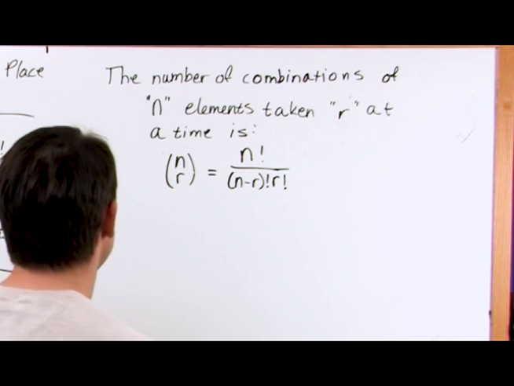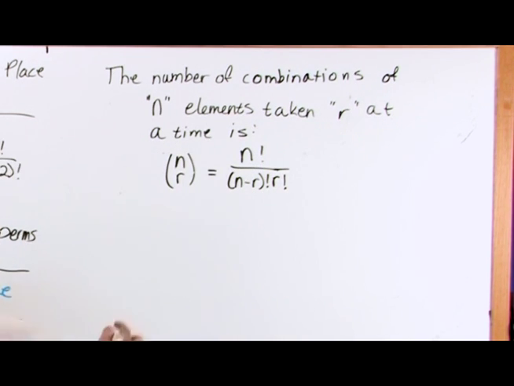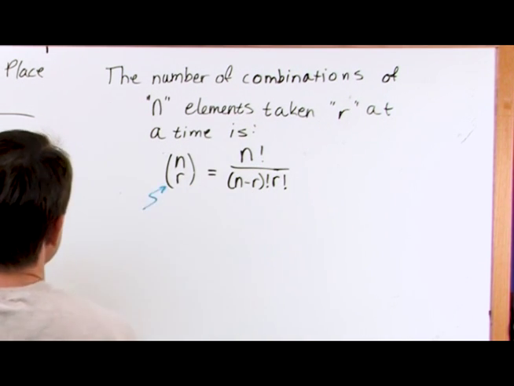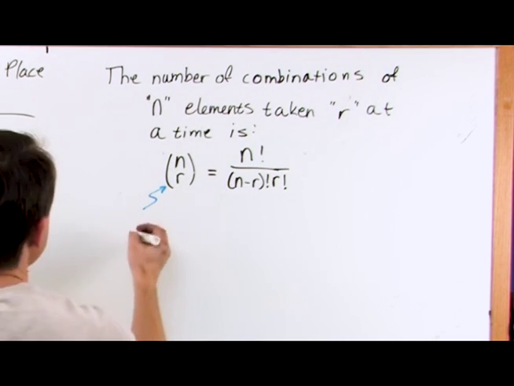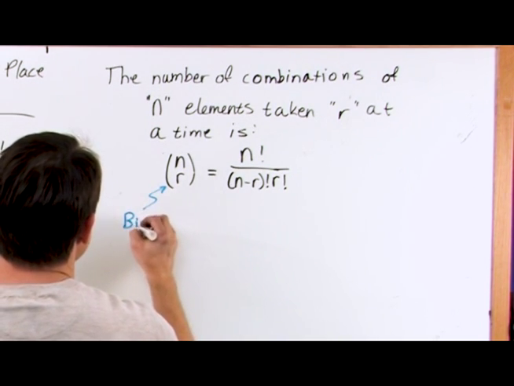There's a couple of additional things I want to tell you about this formula. This is something you'll probably see in your book. I'm going to write it down for you just in case you do. This is really called a binomial coefficient.